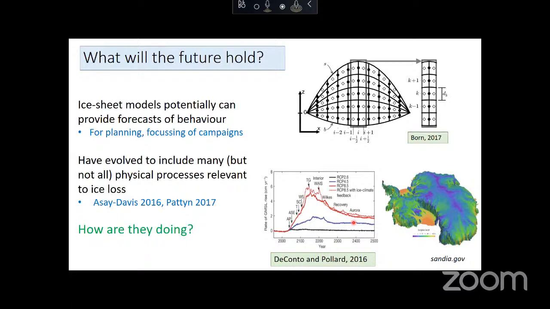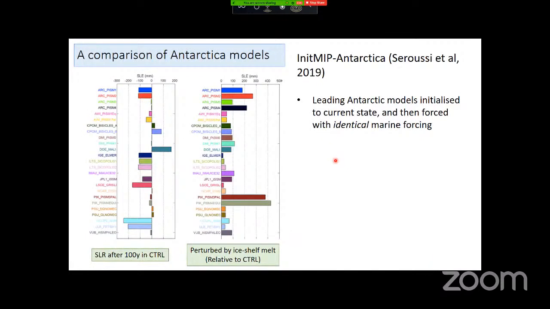So one might ask, how are these ice sheet models that lots of different groups across the world are spending a lot of time developing, how are they actually doing? The answer is not great. Because when you have physical systems that evolve over such long time scales, one of the only ways to compare the performance of different models is with what are called model intercomparison projects. This is one that was published recently about the INITMIP model intercomparison project.